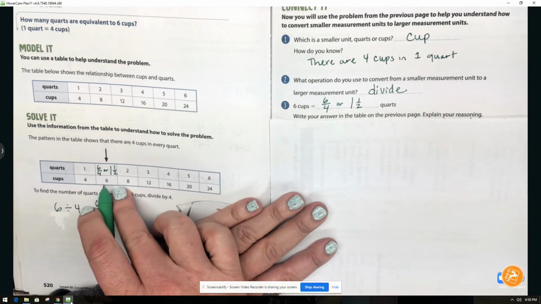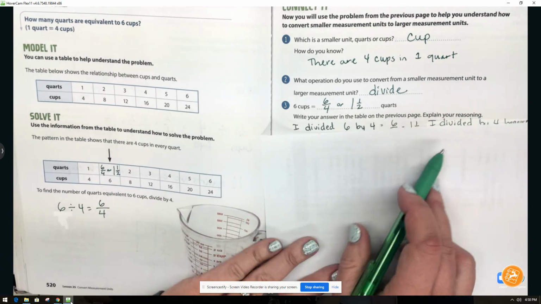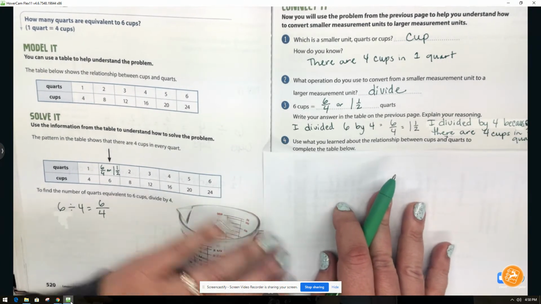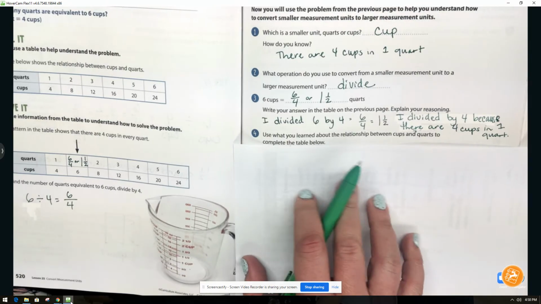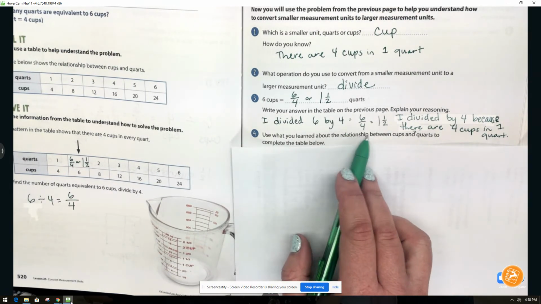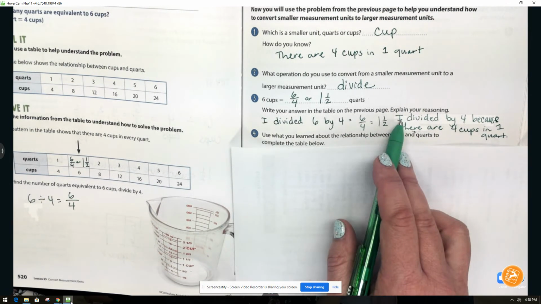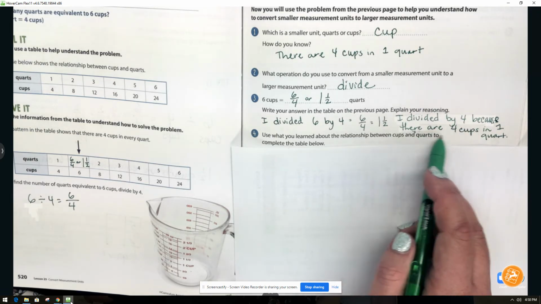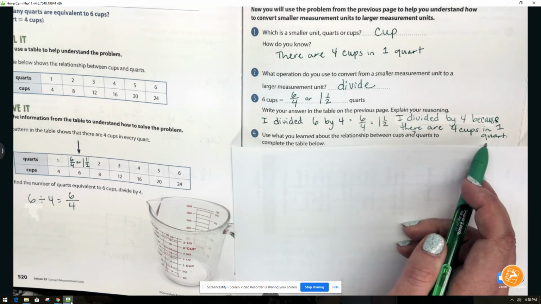Now, we already wrote our answer in the table over here. And then it says we know that we divided 6 by 4 to get 6/4, which equals 1 and 1/2. We divided by 4 because there are 4 cups in 1 quart.